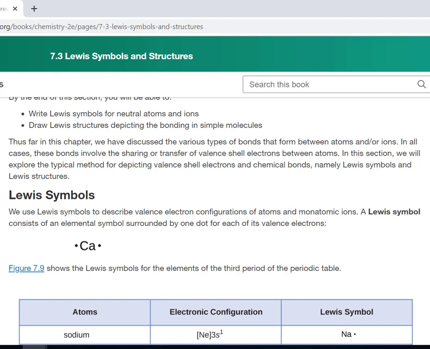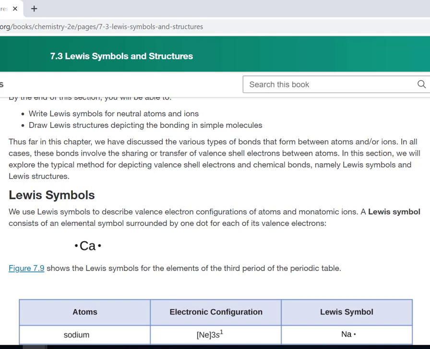because oftentimes when we're talking about predicting molecules, we don't care about the core electrons. We only care about the valence electrons, and we don't even care which energy level they are. So if it's a 6s2 or if it's a 2s2, we might expect similar behaviors. In a Lewis symbol, what we are showing is the number of valence electrons, and that's all we are showing.